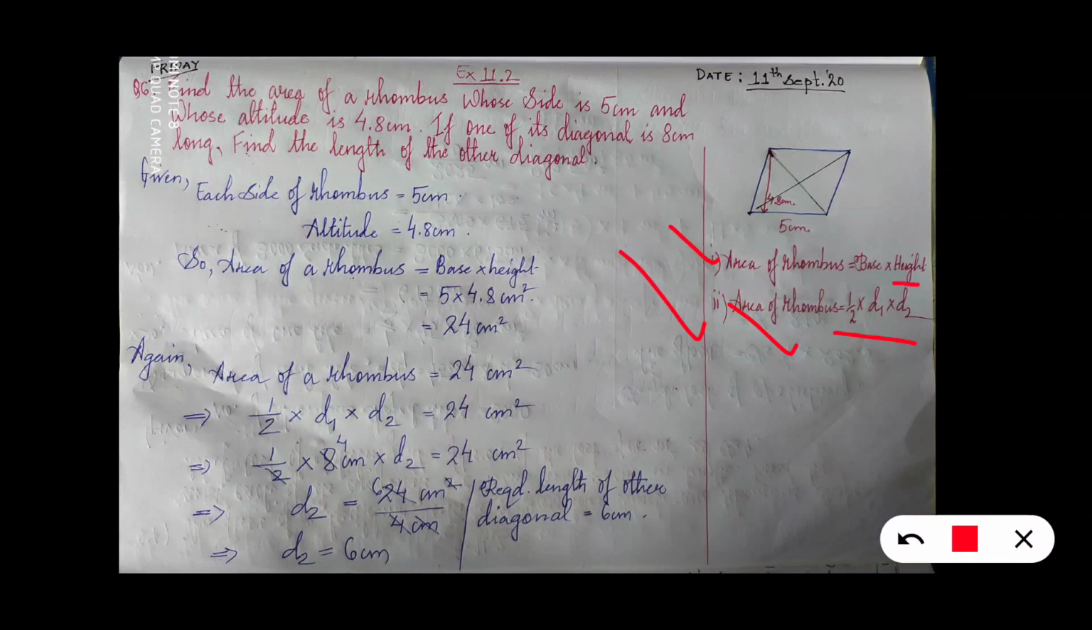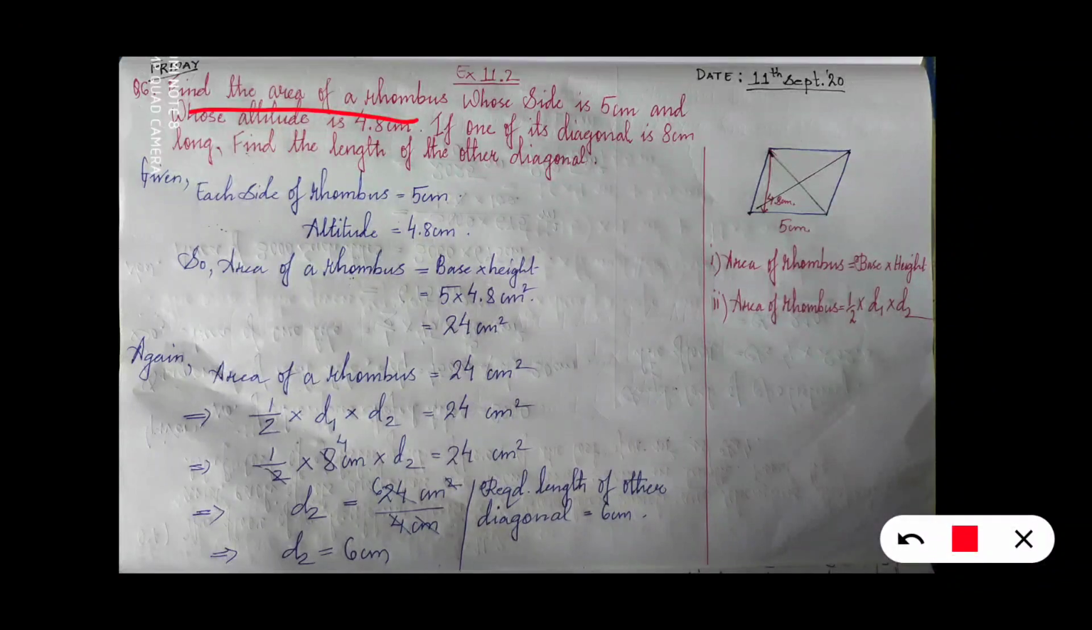Which formula you'll have to use depends on what is given in the question. If the question gives you base and height, you'll use the first formula and find the area. If the question gives you both the diagonals, my dears, then we'll use formula number 2. I think you are clear with this. I think you have no doubt now. Let's start. Let's read out the question first.